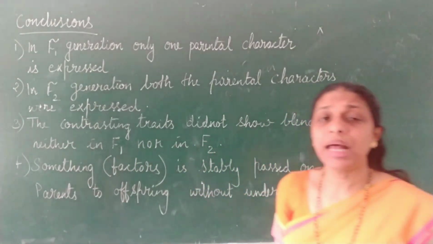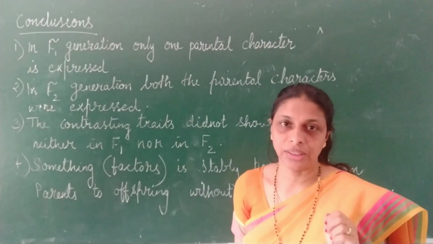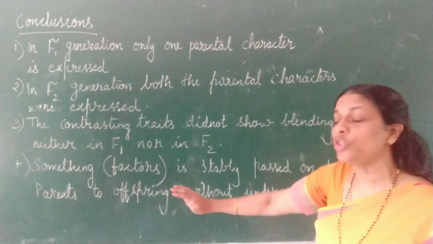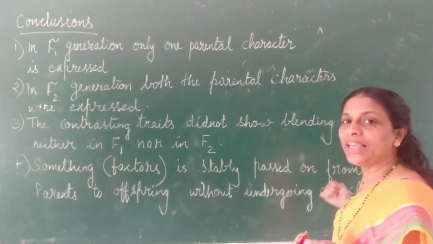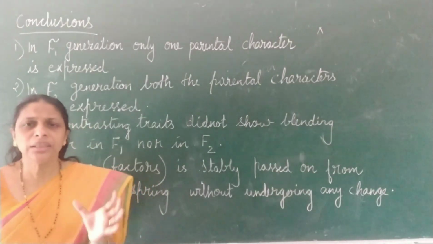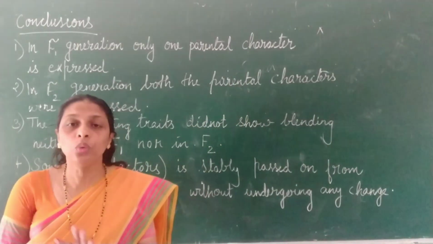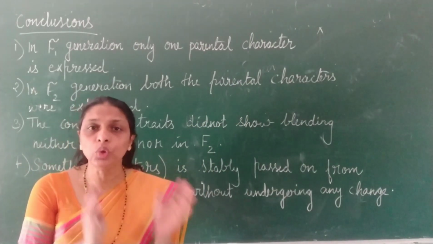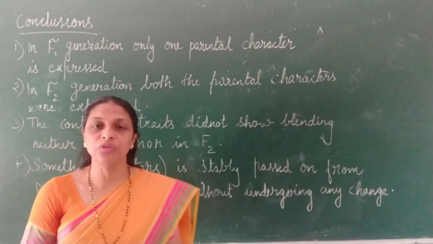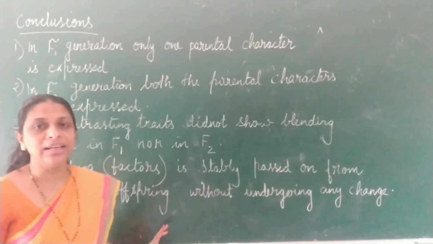And lastly, something, in the sense, what Mendel called as factors. He found that something is stably passed on from parents to offspring without undergoing any change. This was the most important finding of Mendel. That is, there are certain things which are passed on from the parents to the offspring without any blending, and he called those something as factors, because during his time the concept of gene was not known. So these were the 4 conclusions drawn by Mendel after conducting his experiments.